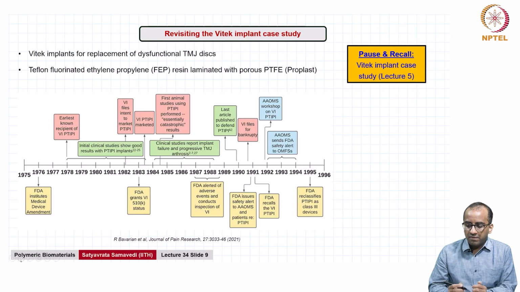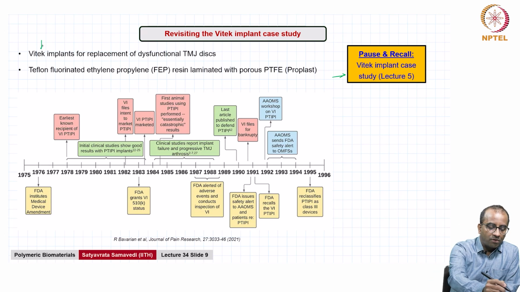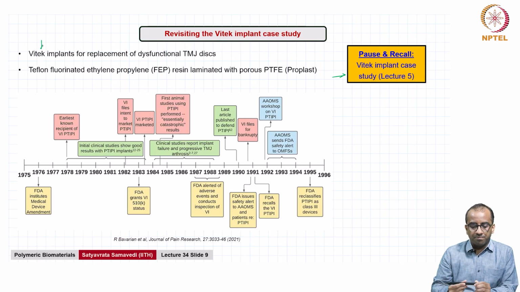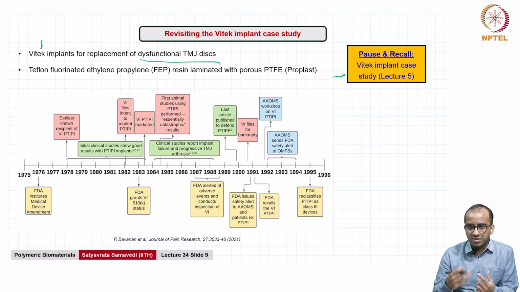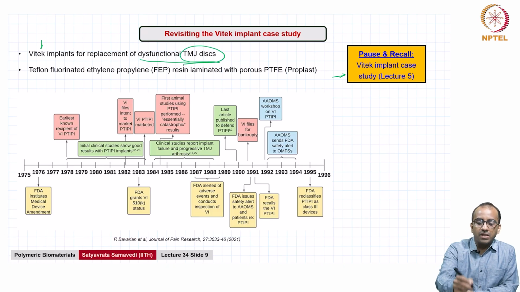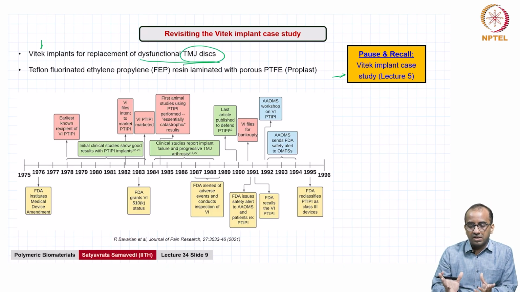We have looked at it in great detail in lecture number 5 when we first started looking at the use of polymeric biomaterials and why structure property function relationships are important to understand in that context. So we are just going to recapitulate some key aspects here. The scientist who founded this company was proposing the use of these Proplast based implants, essentially porous PTFE based implants, for correcting dysfunctional temporomandibular joint disc issues, right? So when patients have dysfunctional TMJ discs, then this was one of the devices that was suggested.